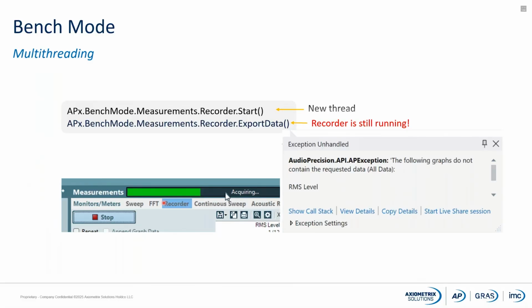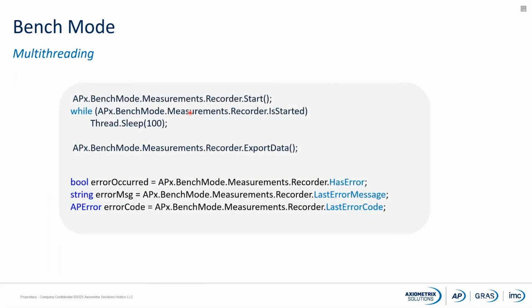But if you want to make it wait, what you can do is right after you start the measurement, add some kind of a loop so that while the isStarted flag is set to true, it will wait, in this case, 100 milliseconds at a time, until that flag goes false before continuing. And there's also a number of APIs that you can use to query if any error occurred the last time the measurement was run.